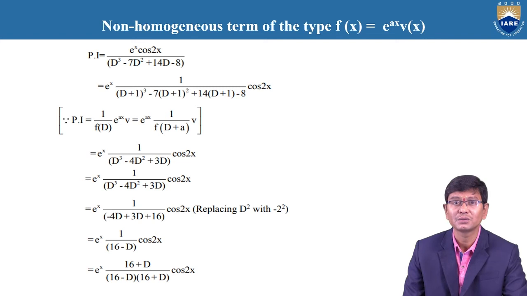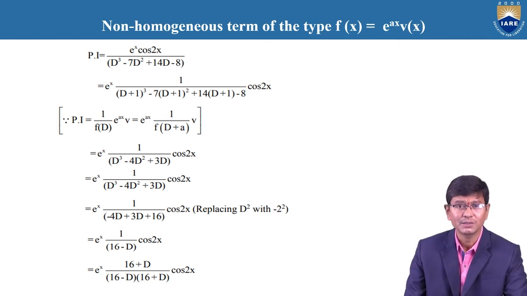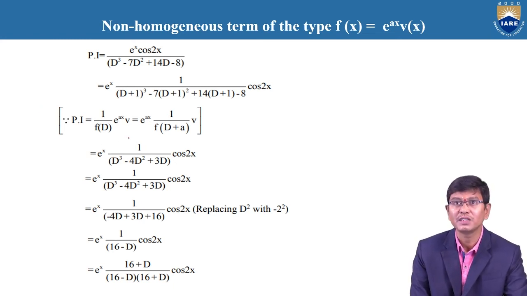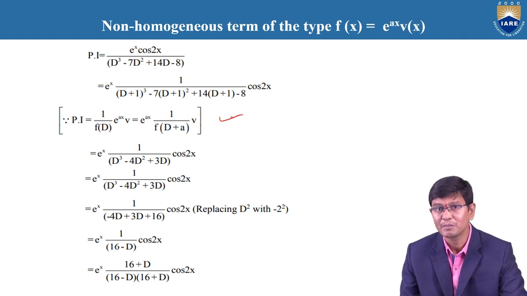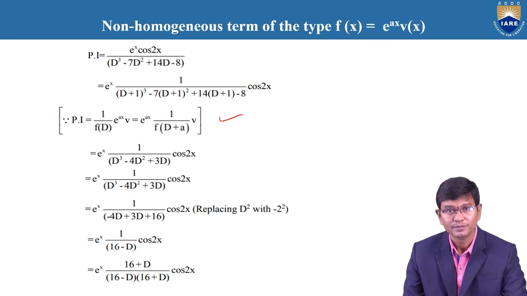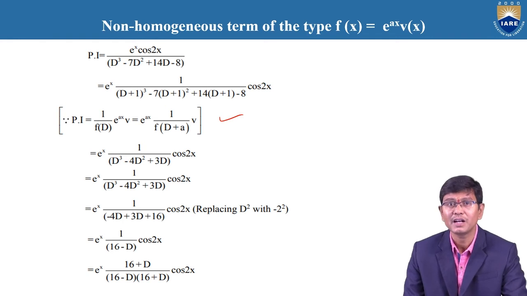Therefore, the particular integral is e power x into cos 2x divided by D cube minus 7D square plus 14D minus 8. Here, according to case 4, it is clearly satisfied. We take e power x outside, using e power ax into 1 by f of D plus a into V. Here a is equal to 1 only. Therefore, we replace D with D plus 1. The denominator reduces to (D plus 1) whole cube minus 7 into (D plus 1) whole square plus 14 into (D plus 1) minus 8, into cos 2x.